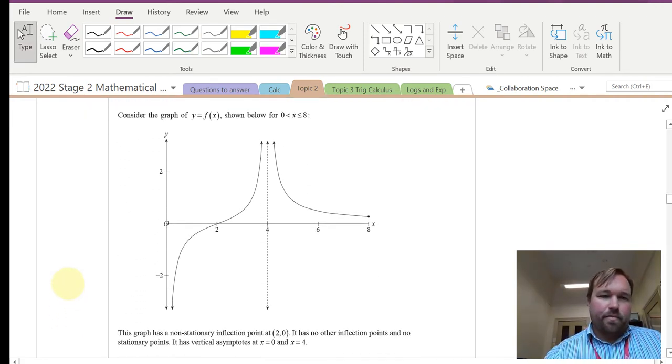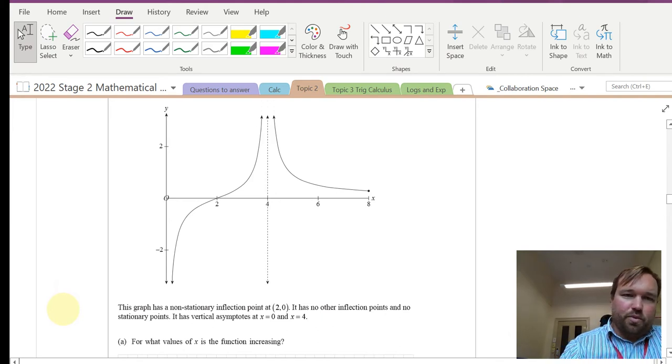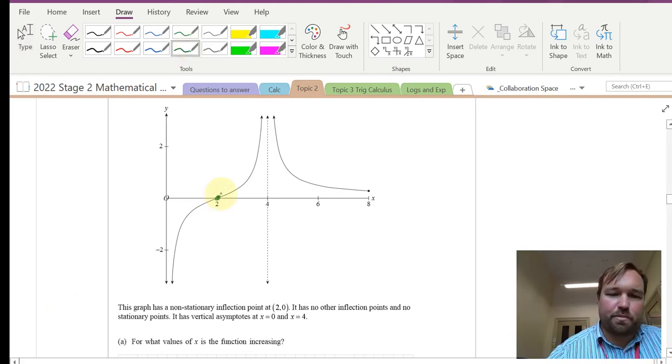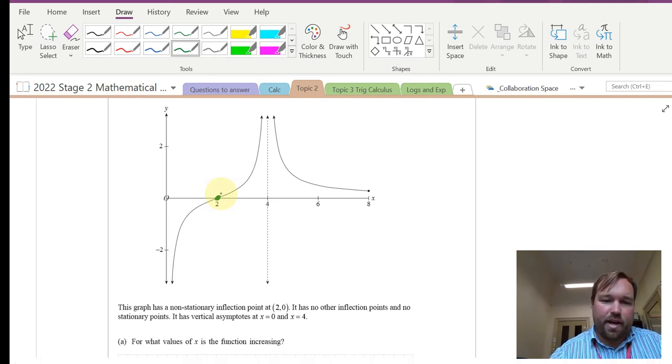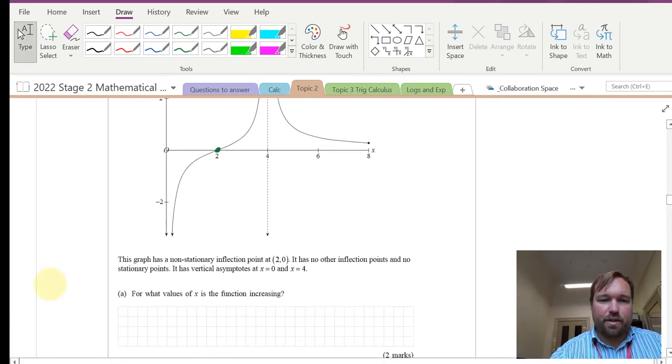Right. Consider the graph y equals f of x shown below. Okay, the graph has a non-stationary inflection point at (2, 0). It has no other inflection points and no stationary points. It has vertical asymptotes at x equals 0 and x equals 4. Nice. For what values of x is the function increasing?